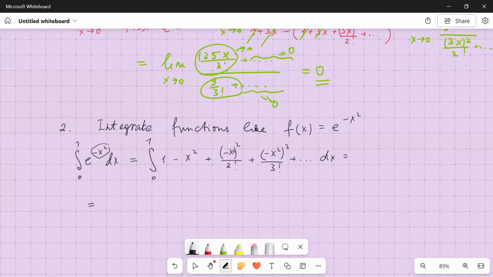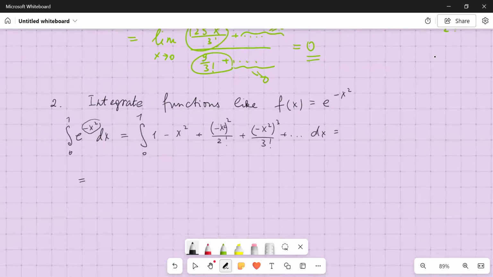Why do we like to do this? Because power functions are very easy to integrate. Integral of 1 is x, right? Integral of x squared is x cubed over 3. Integral of x to the power of 4 is x to the power of 5 over 5. 2 factorial is going to stay. Here we are going to have x to the power of 6, x to the power of 7 over 7, 3 factorial, and so on. And we are going to have some alternation, because sometimes we are going to have it squared, sometimes not squared.